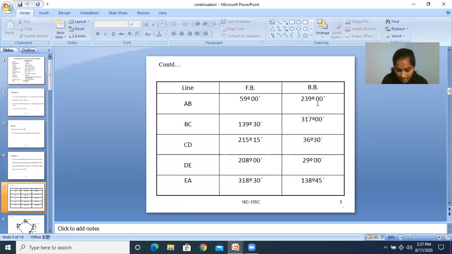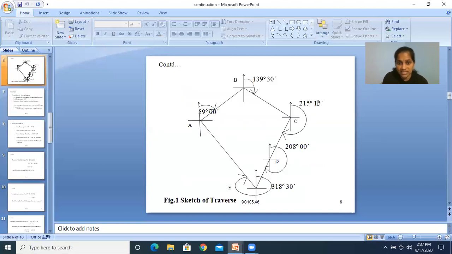So friends, by comparing the forebearing and back bearing of the lines, we have observed that stations A and B are free from local attraction, as the forebearing and back bearing of line AB differ by exactly 180. That means stations A and B are free from local attraction, and the bearings which we have observed from stations A and B are all correct bearings. Okay, so from that we will sketch the diagram here.